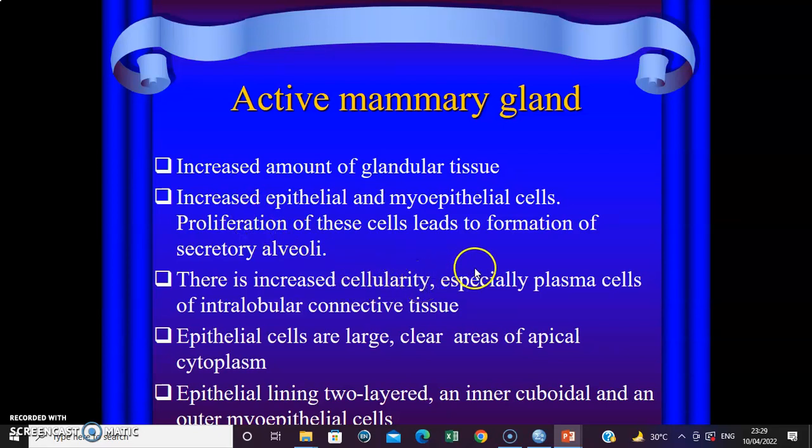And then within the connective tissue, you'll see a lot of fibroblasts and a lot of immune cells, like plasma cells, because remember, the baby is going to suckle the breast and bacteria can enter from the baby's mouth. So you need immune cells to protect an active mammary gland. Then the epithelial cells are usually large and clear, and the apices of the cytoplasm are clear. Then the epithelial lining, again, is inner cuboidal in the ducts, and outer myoepithelial cells.